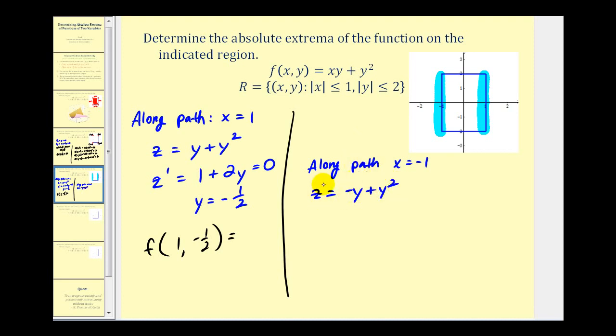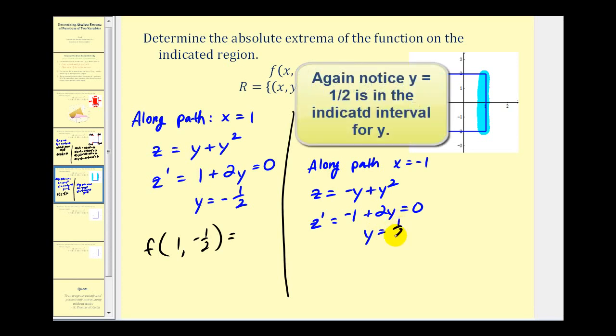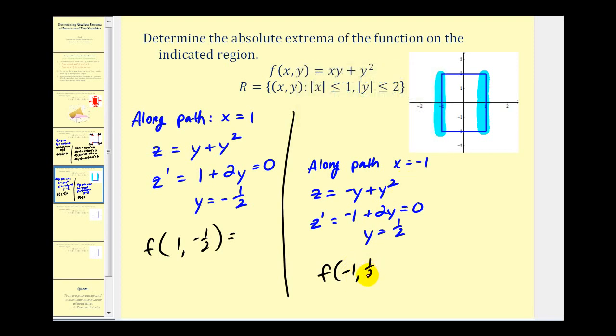And we can maximize or minimize this by finding the derivative of this and setting it equal to 0. So we have negative 1 plus 2y equals 0. So now we'll add 1, divided by 2. We have y equals positive 1/2. So now we need to consider the function value when x is negative 1 and y is positive 1/2. Okay, so let's find these function values.